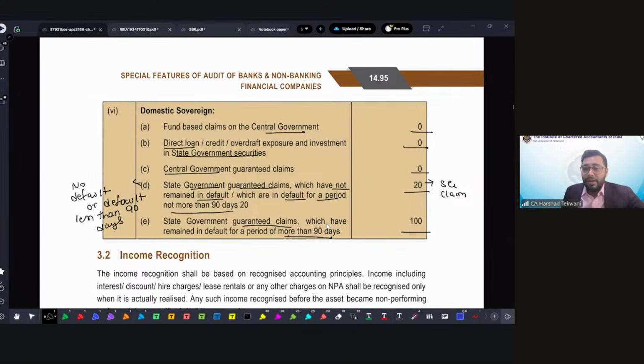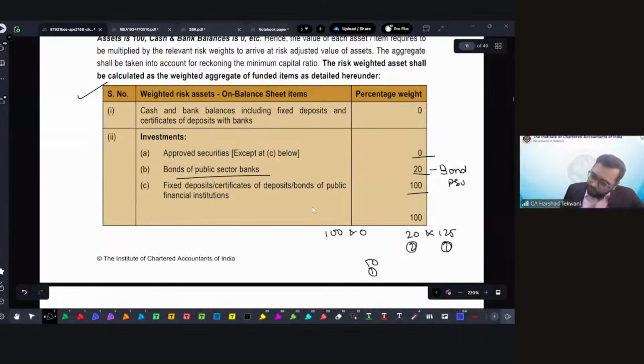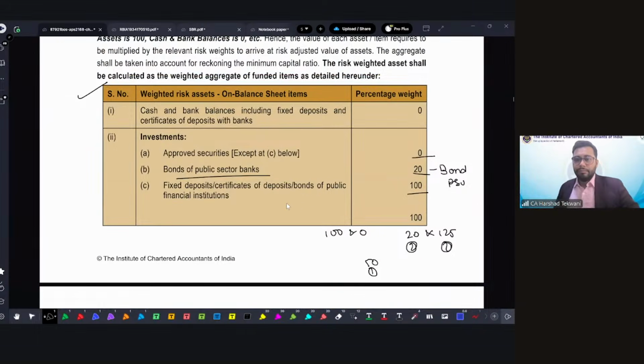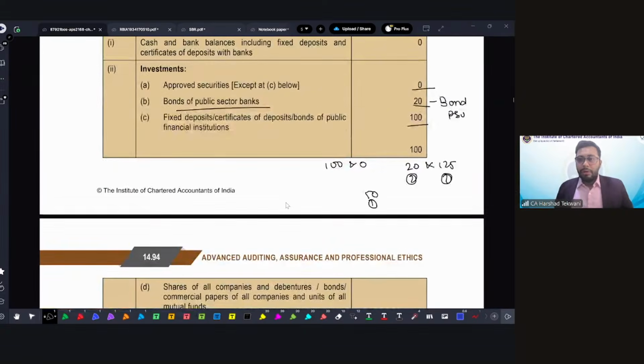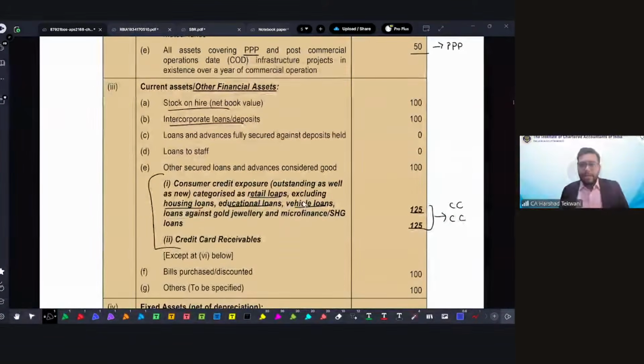Guarantee claims are different. So if there is a guarantee claim and if there is a default in the guarantee claim, if it is less than 90, then 20, more than 90, then 100. Only with respect to guarantee it is 20%. For others it is zero only. Now, then you take fixed deposit, shares of all companies, stock hire, intercorporate loans, other secured loans, everything is 100%.